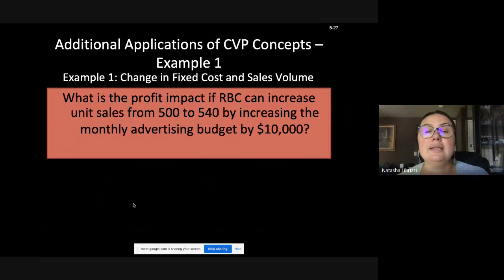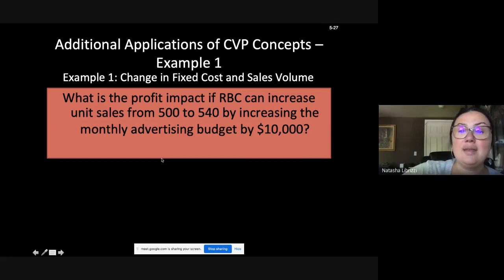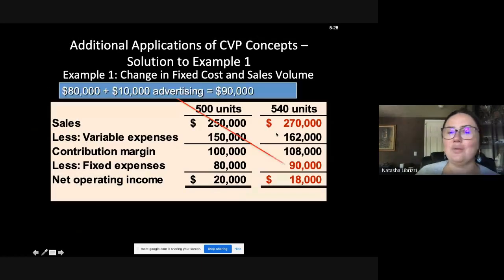So let's say RBC can increase unit sales from 500 to 540 by increasing the monthly advertising budget by $10,000. We cannot just take 40 extra bikes times our sale price times 40% and say that's our final net income. We also have to take into consideration that for that increase to happen, we have to use $10,000. So obviously, whatever they make needs to cover that $10,000. And I'm sure some of you already know the answer.